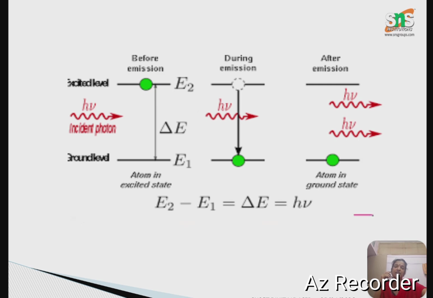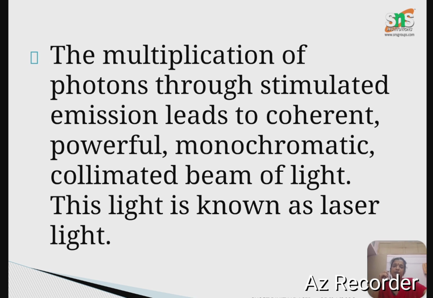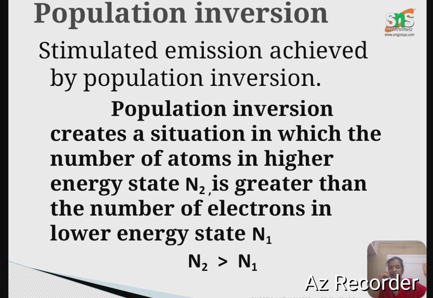And then spontaneous emission: without getting any external energy, it can be transmitted from excited state to ground state by emitting the photon. And in stimulated emission, with the help of the incident photon, two photons can be emitted, that is, multiplication of photons will happen. So in the stimulated process, the multiplication of photons through stimulated emission leads to a coherent, powerful, monochromatic, collimated beam of light. This light is known as laser light.